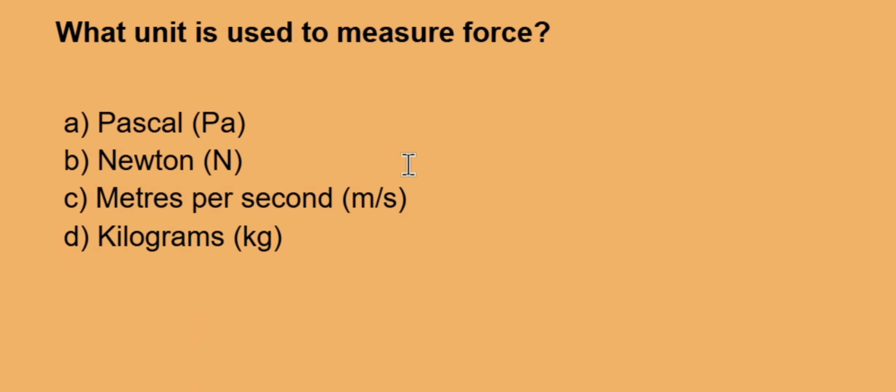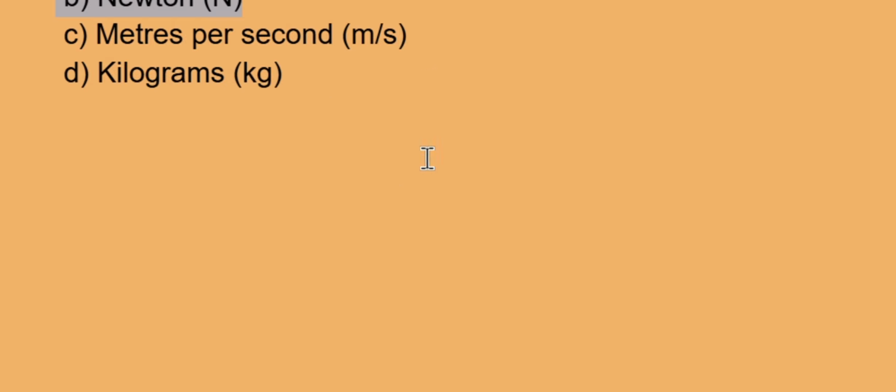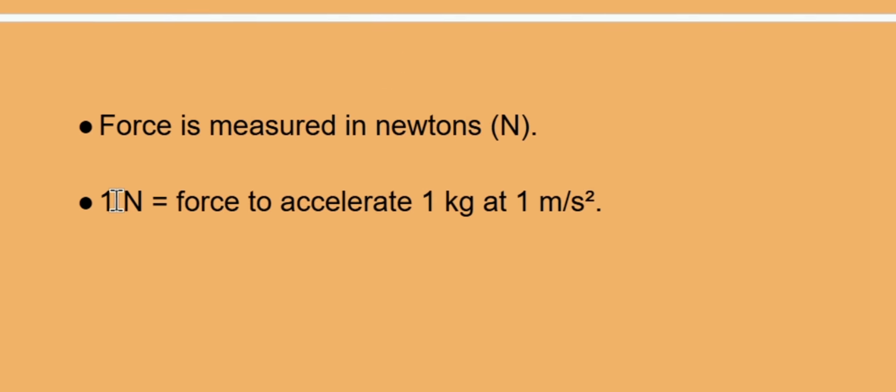Question. What unit is used to measure force? A, Pascal. B, Newton. C, meters per second. Or D, kilograms. The correct answer is B, newtons. So if you remember, I just said pressure is pascals, P for P. That means force will be newtons. Okay, so 1 newton is the amount of force required to accelerate 1 kilogram at 1 meter per second squared. You probably don't need to know that. Just remember newtons is for measuring force.